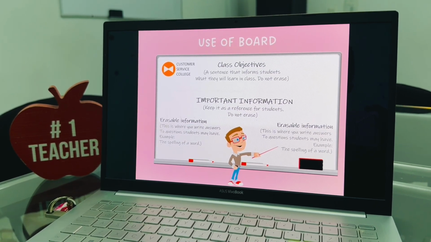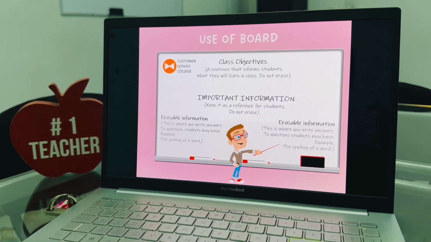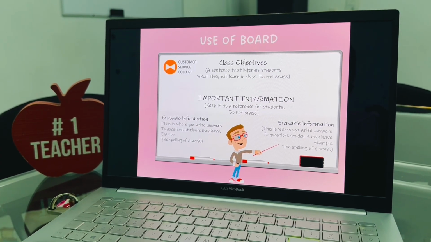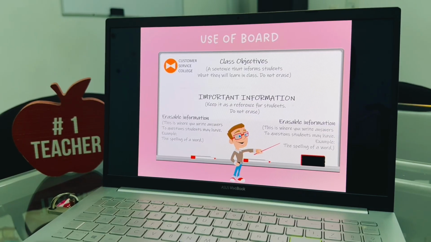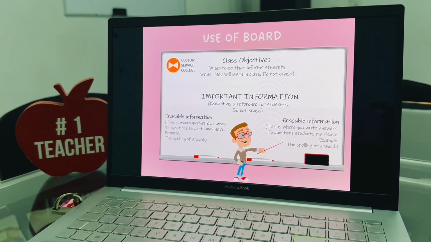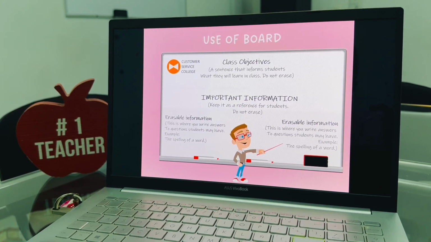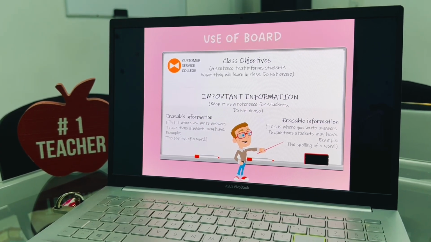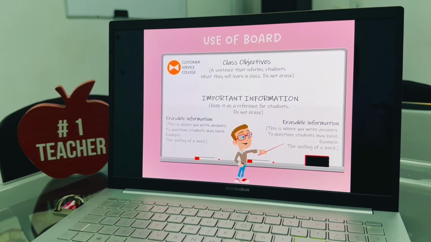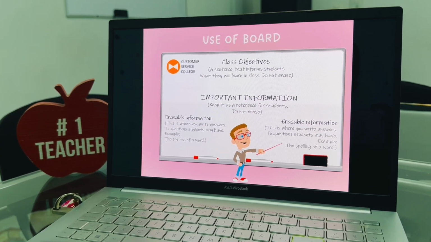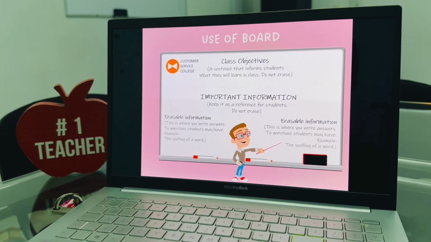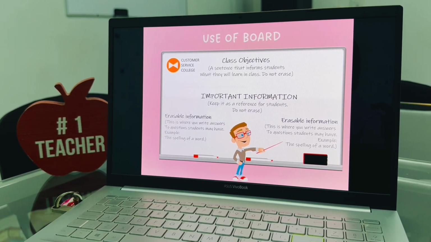And where it says erasable information, this is where we write down answers to questions students might have. For example, if they need help with the spelling of a word, or if they want to know some sort of idea for an answer in their textbook, this is where we write down the information. And then once it's no longer needed, we would erase it for us to continue having a clean board for students to look at and not be confused.